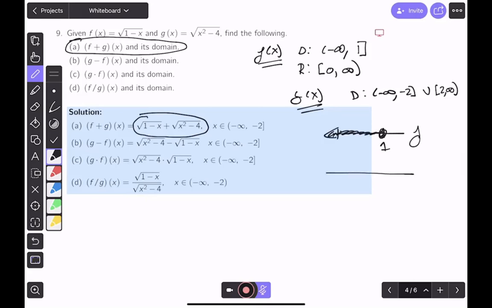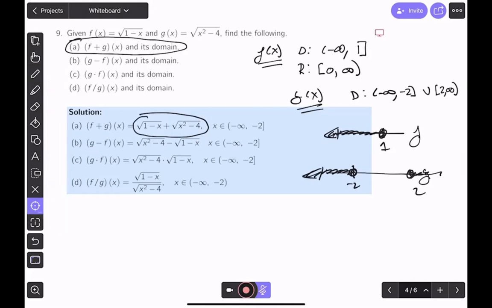And g's domain, right? Well, it's going to be minus infinity to minus 2, and then 2 to infinity. That's 2. Where do they intersect? Well, if you look at it, they're only intersecting in not a small region, but a region minus 2 and below. And that's why this is written over here.